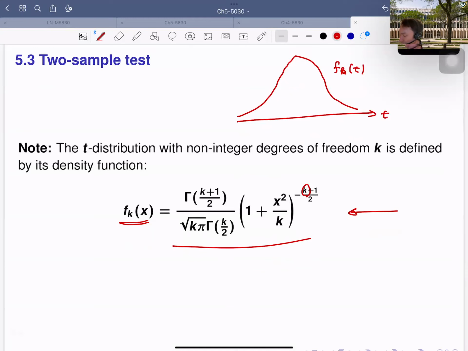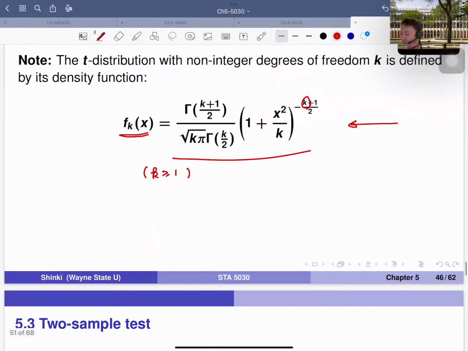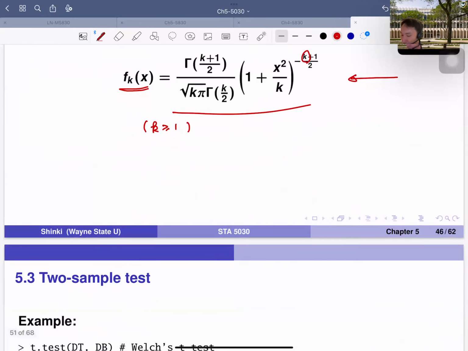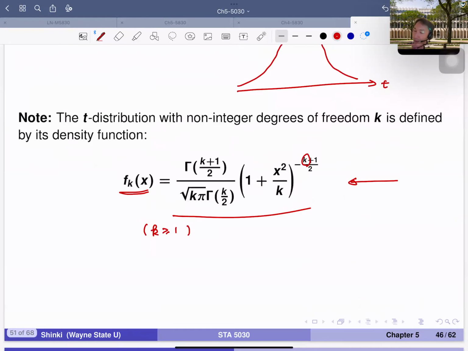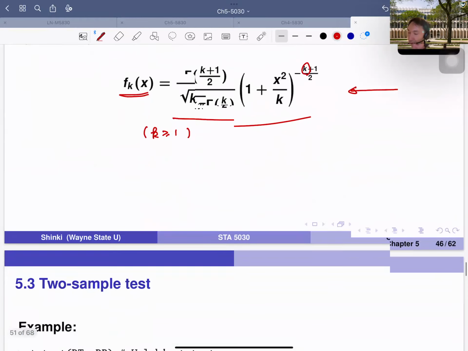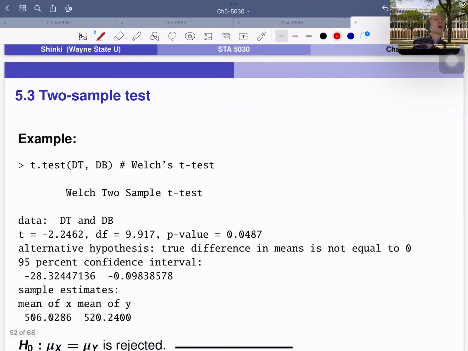Of course, k should be positive, at least. I think it should be larger than or equal to 1, but for any continuous, real number k, we can define f sub k of x, as long as k is larger than or equal to 1. So in this way, the t distribution with fractional degrees of freedom is well defined.